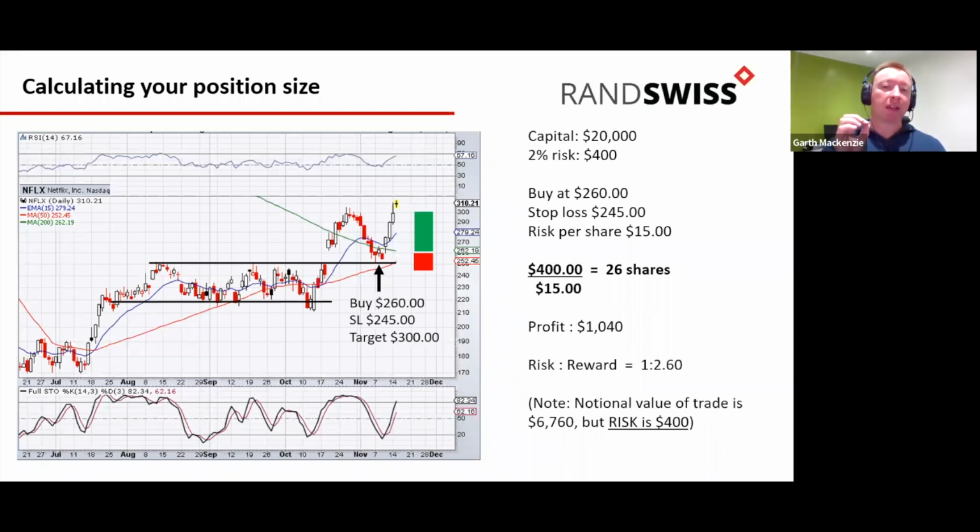No, that's the risk. This is the point I want to really stress to you. The risk is the $400. The risk means that's the amount of money that you can lose if you get stopped out on the trade. Okay. The actual value of the trade will be 26 shares times $260, right? In this case, that means your notional value of the trade is $6,760, but the risk is $400. So I hope that is clear. Right, and I've got another example here.